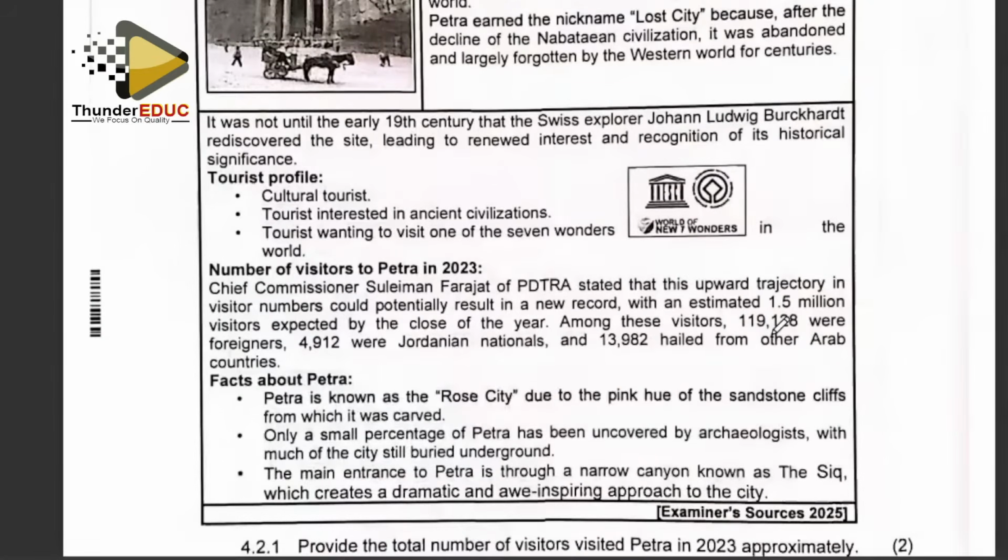that this upward trajectory in visitor numbers could potentially result in a new record with an estimated 1.5 million visitors expected by the close of the year. Amongst these visitors, 119,128 were foreigners, 4,902 were Jordanian nationals, then 13,982 held from other Arab countries.